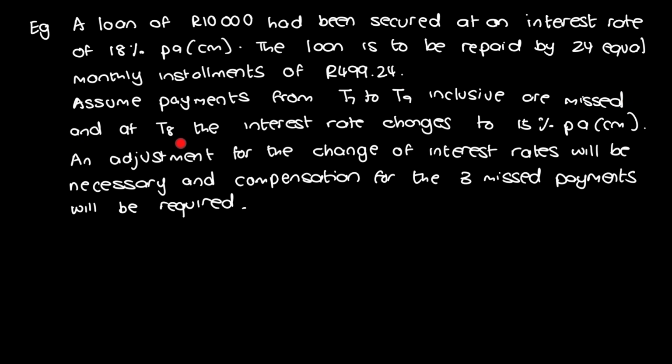And at T8, the interest rate changes to 15% per annum compounded monthly. An adjustment for the change in the interest rates will be necessary, and compensation for the 3 missed payments will be required. And in this example, we're just going to assume that the compensation for the 3 missed payments is going to occur in those monthly payments. So that's the problem we are going to be doing. We're going to have to adjust our annuity repayments to account for the missed payments.